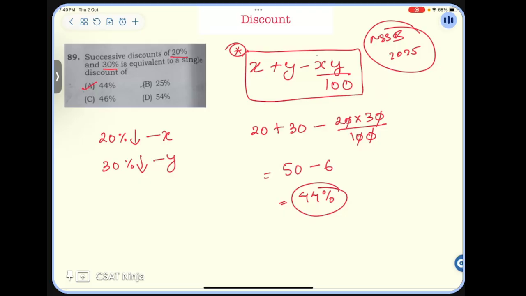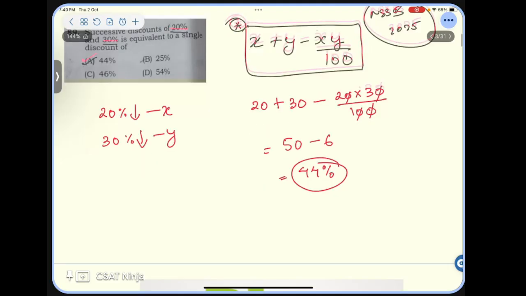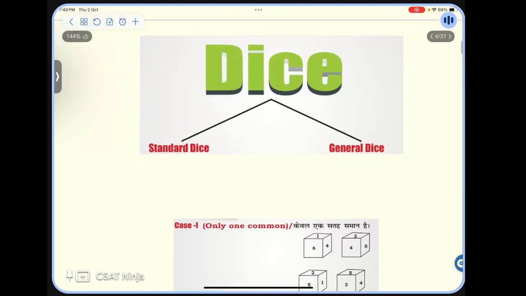Okay, now let's go to the next concept. Next is dice. When we talk about dice, there are two things. One we call standard dice, and the other is general dice. Standard dice simply means that the sum of two opposite sides is 7. Standard dice is the dice we use in playing games like Ludo or snake and ladder. We know that 1 is opposite to 6, so 1 plus 6 gives me 7. If the sum of two opposite sides is 7, then we call it standard dice.